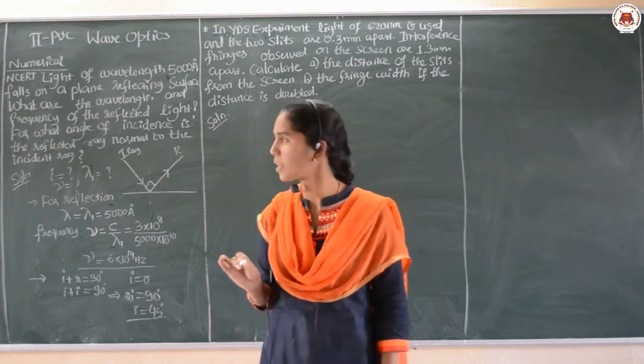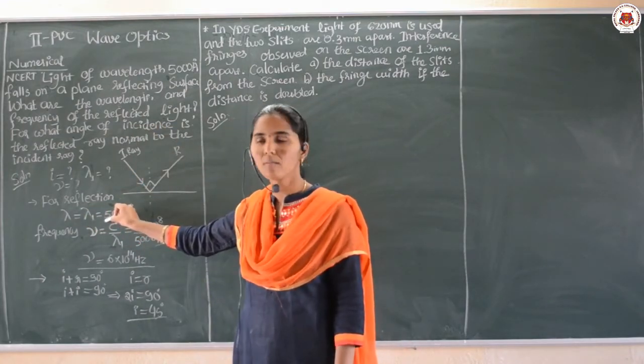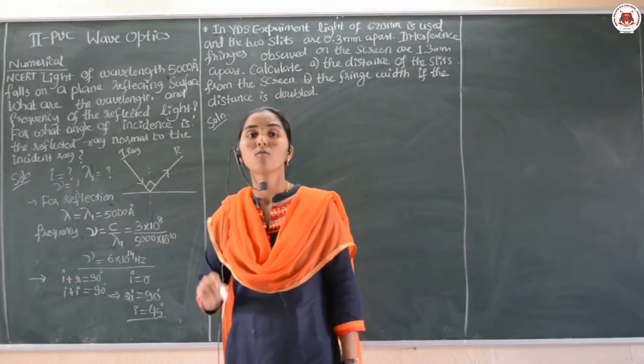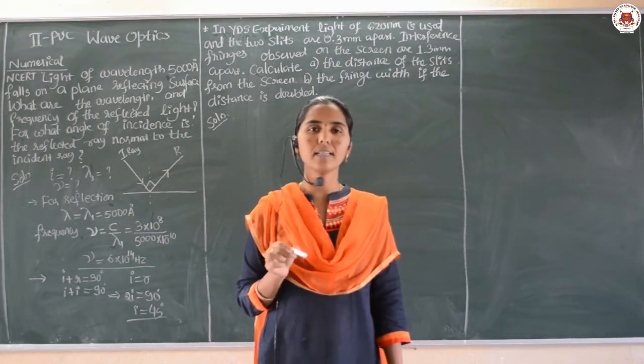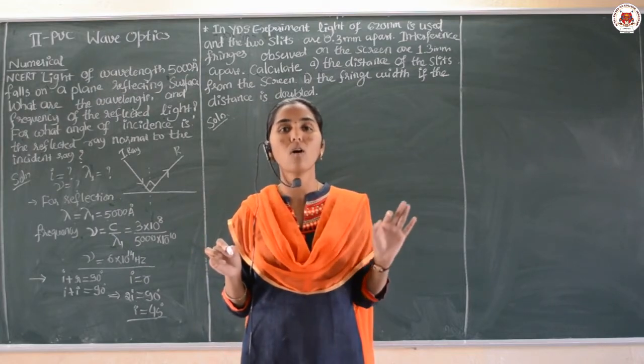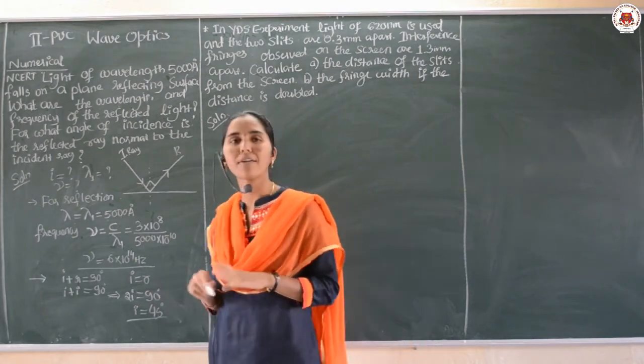Am I clear? In the first question we calculated the wavelength of the reflected ray, in the second the frequency of that, and the last one is for what angle of incidence the incident and the reflected ray are normal or perpendicular to each other. That is an angle of 45 degree.